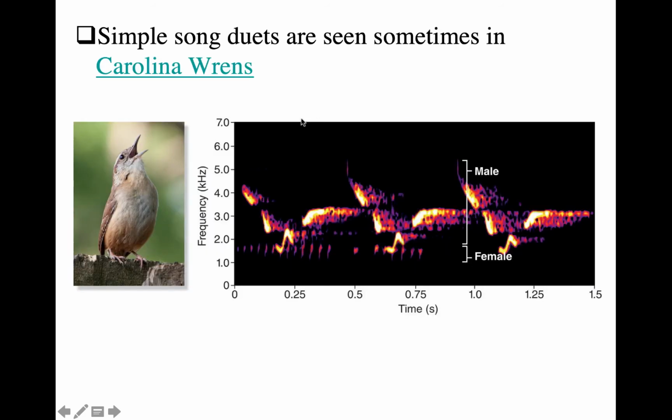And here's one of the exceptions to the rule. Here is a temperate zone species in which you do see at least some simple song duetting between males and females of Carolina wrens.